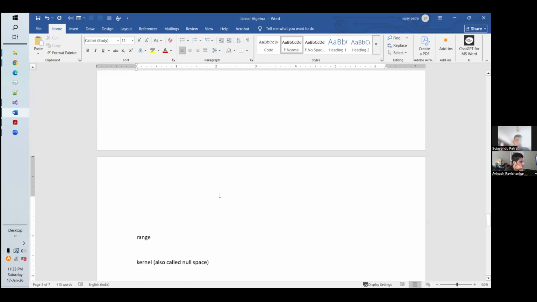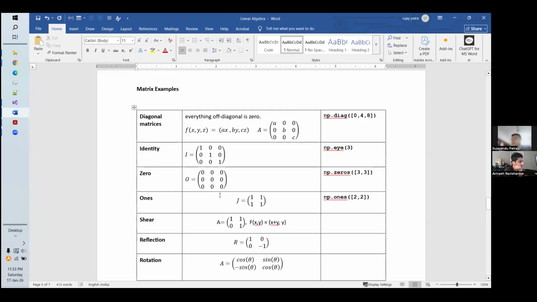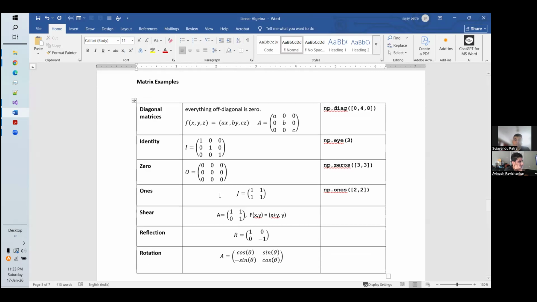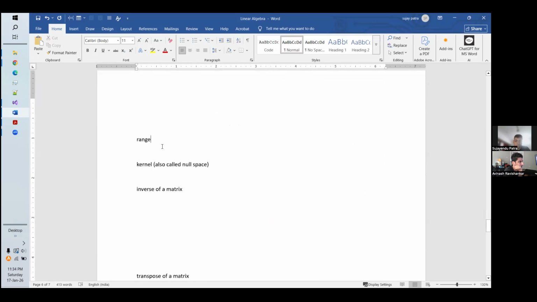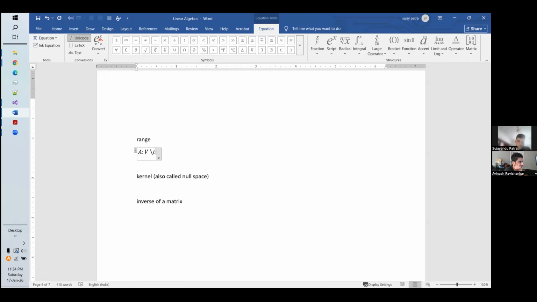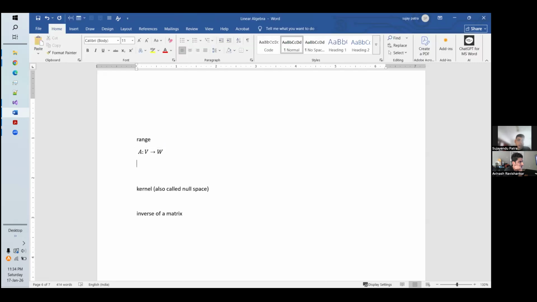So matrices, if you think of them as functions, functions have domain and range. If I have a matrix, let's say A going from V to W, if you think of this as a function, it can take as input any vector in V, but the output range may not be all vectors in W. So the range will be a subspace of W.